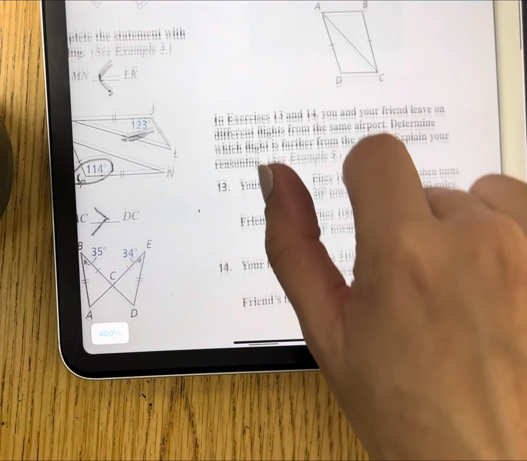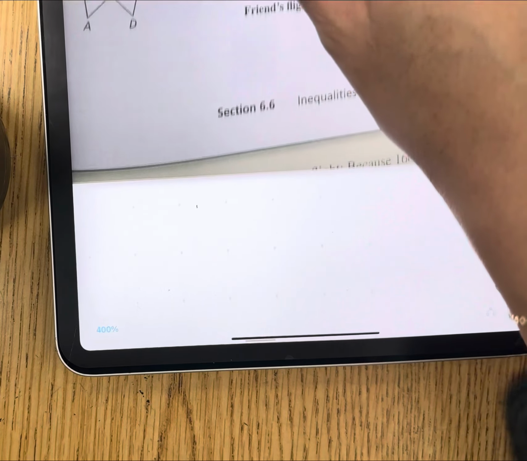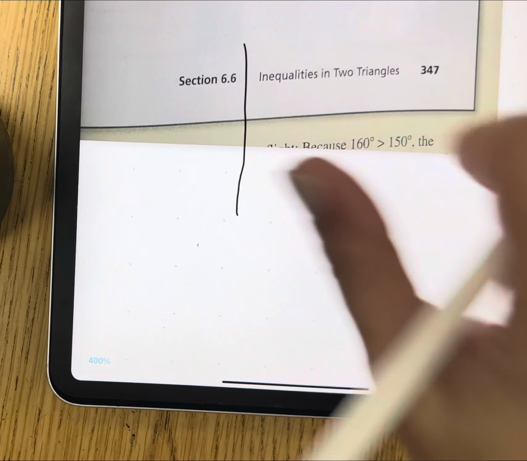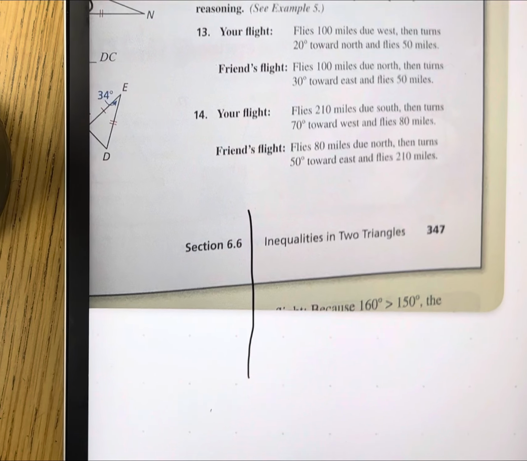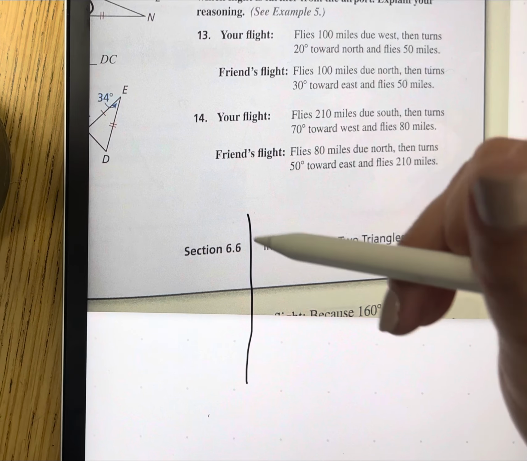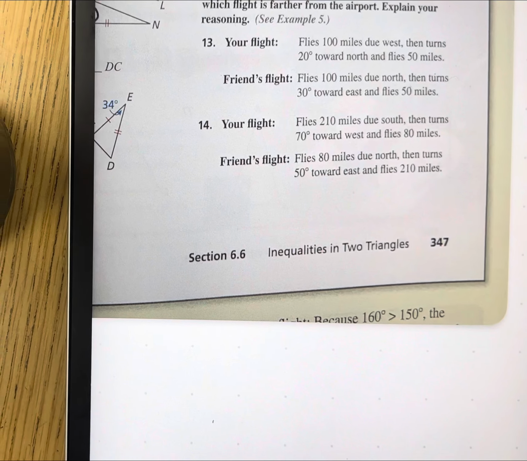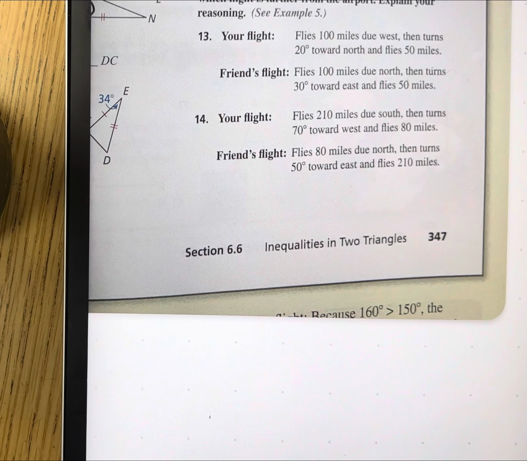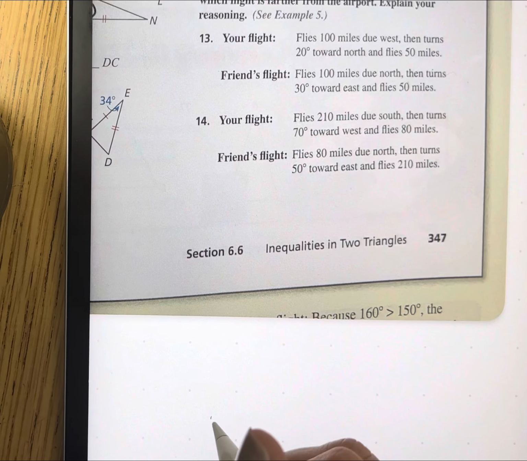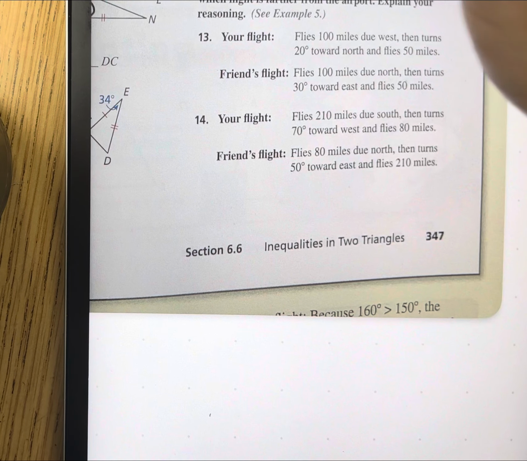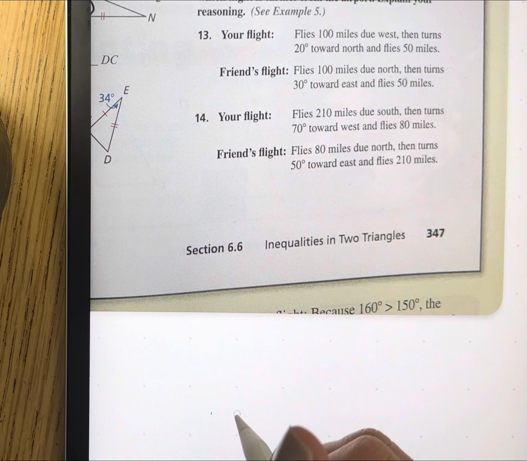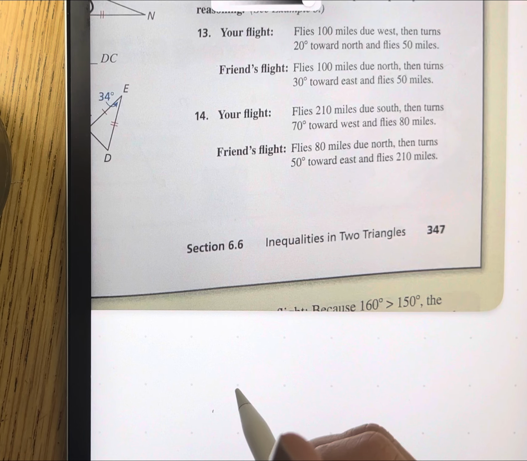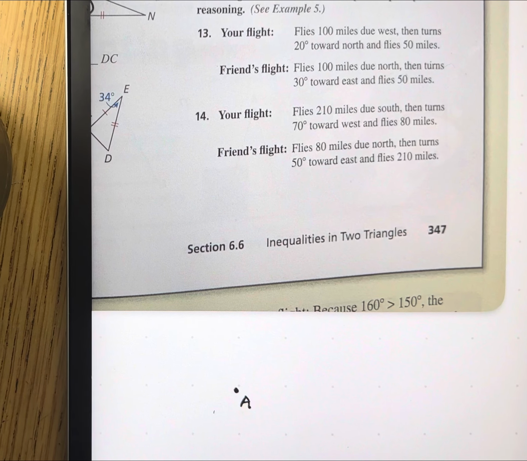I said to skip 11 and 12. So now let's look at number 13, which describes a weird situation. Okay, so we have the airport somewhere on this guy, number 13. Okay, here's the airport.